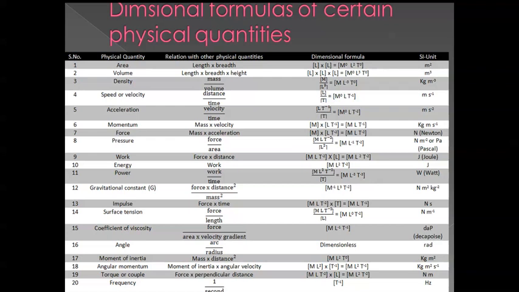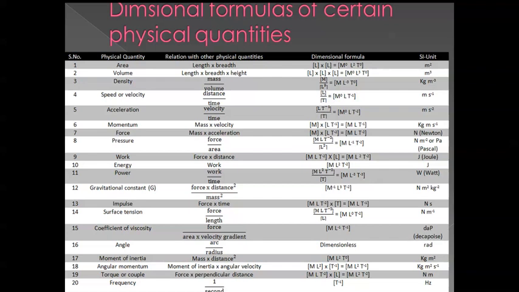L T power minus 1, and T is in the denominator. So if it comes in the numerator, it is T power minus 1. So T power minus 1 into T power minus 1. In this expression we have to add the powers: minus 1 plus minus 1, that is T power minus 2. So L T power minus 2 is the dimension formula of acceleration.